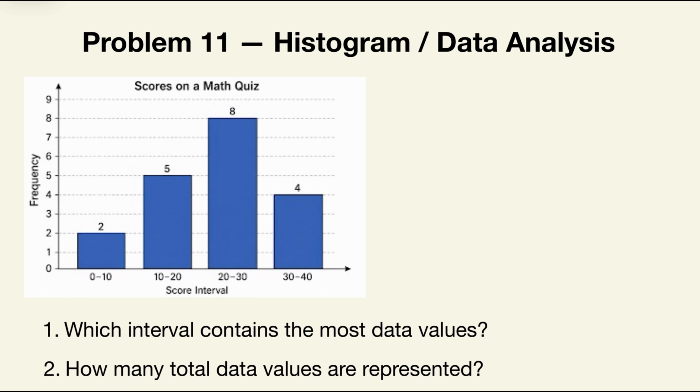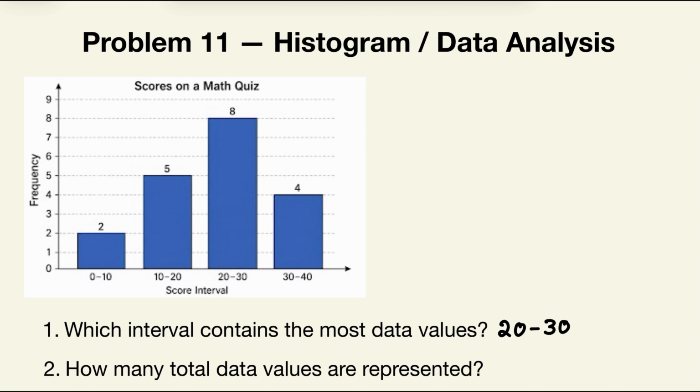Now let's answer question 1. Which interval contains the most data values? So here we look for the tallest bar, and that is 20 to 30. So the interval from 20 to 30 contains the most data values. So that's what we'll place here, 20 to 30.